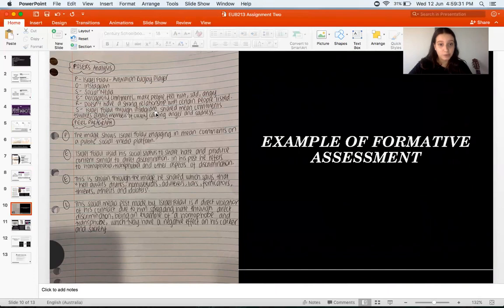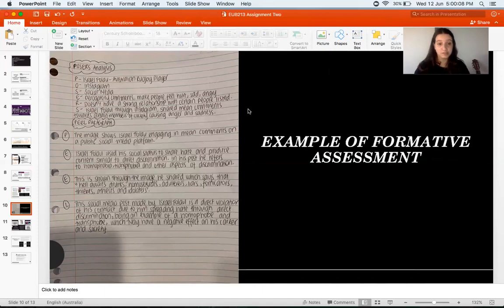The student had a 25-word summary sentence, which was great, and it analysed and summarised the whole image as a whole. The PEEL paragraph shows that she's got a PEEL, which is great. It shows the structure. It talks about how the image shows Israel Folau engaging in mean comments on a public social media platform. Israel Folau used his social status to share hate and prejudice, and produce content similar to direct discrimination.